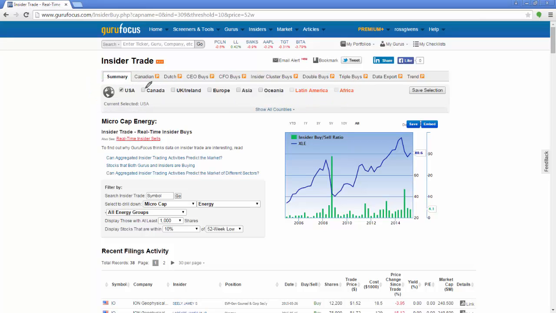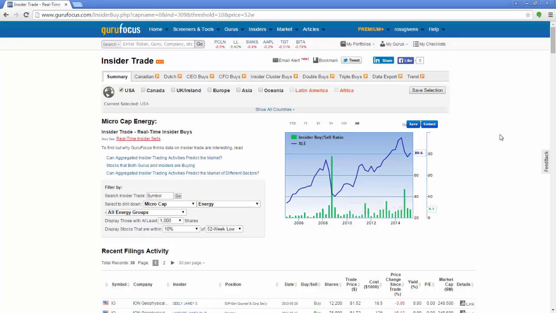So as you can see in these check boxes, if you're looking for Canadian stocks or British stocks, Asia, etc., you can check those boxes and it will perform all the same analysis. It'll pull all the same data for stocks from that region.